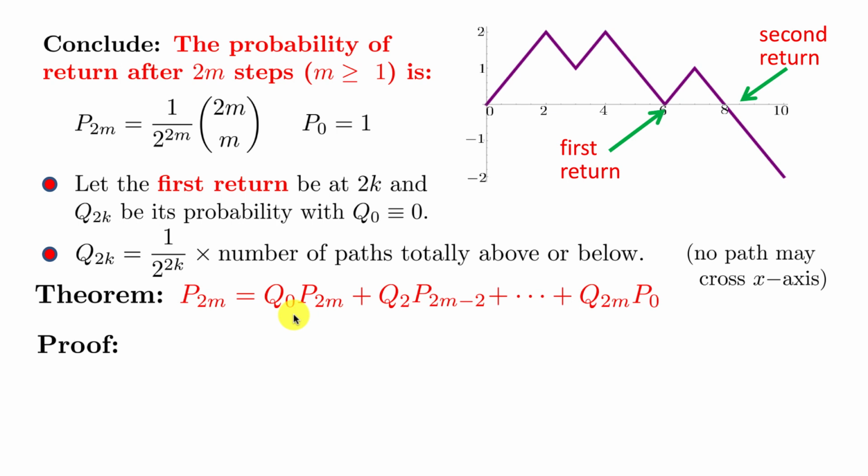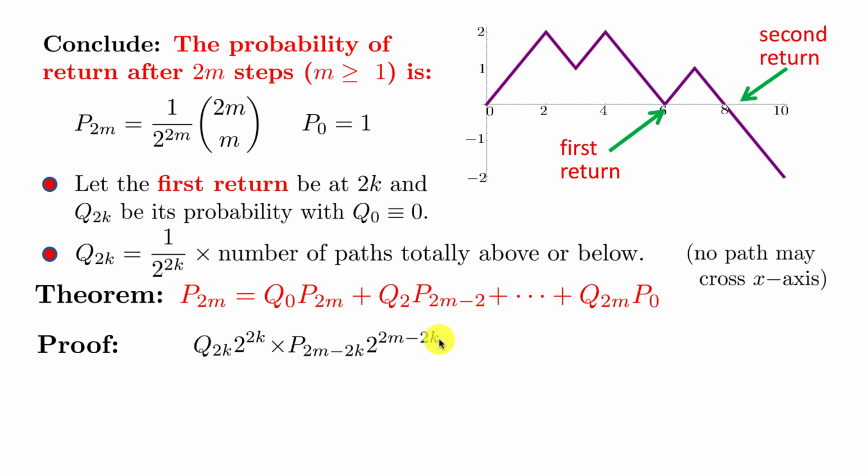Q2k is the probability of a return after 2k steps. If we multiply it by 2 to the power 2k, well, as you can see from the definition that we had made of the probability, that's equal to the number of paths totally above or totally below the x-axis. Now, that is the number of paths that have not returned home. We have taken a total of 2m steps, and so we must multiply by this number of steps. Again, the structure is very similar. The probability multiplied by 2m minus 2k.